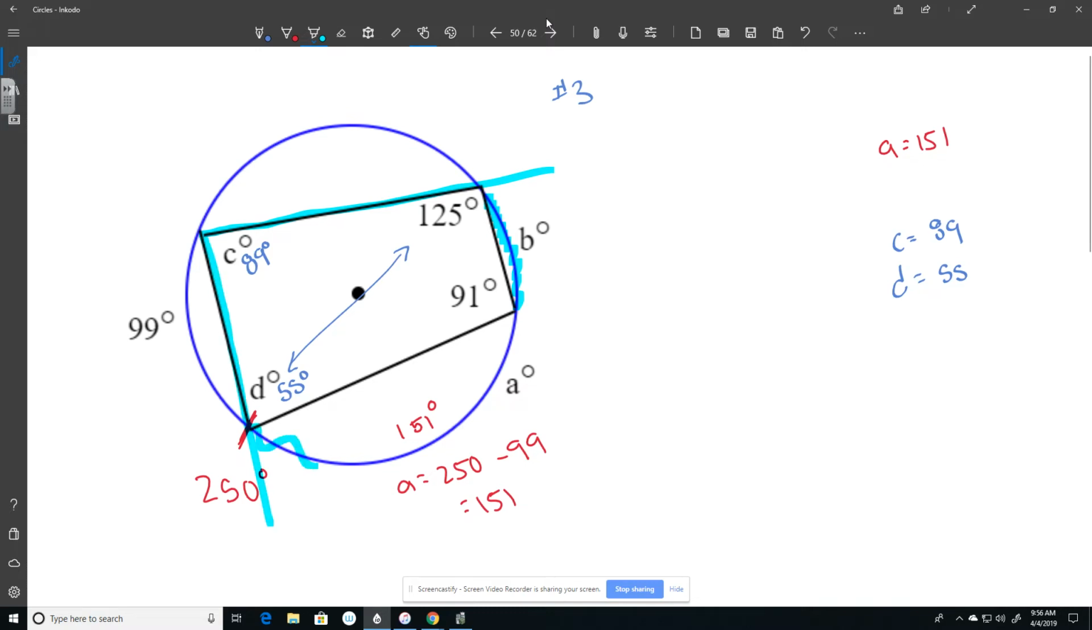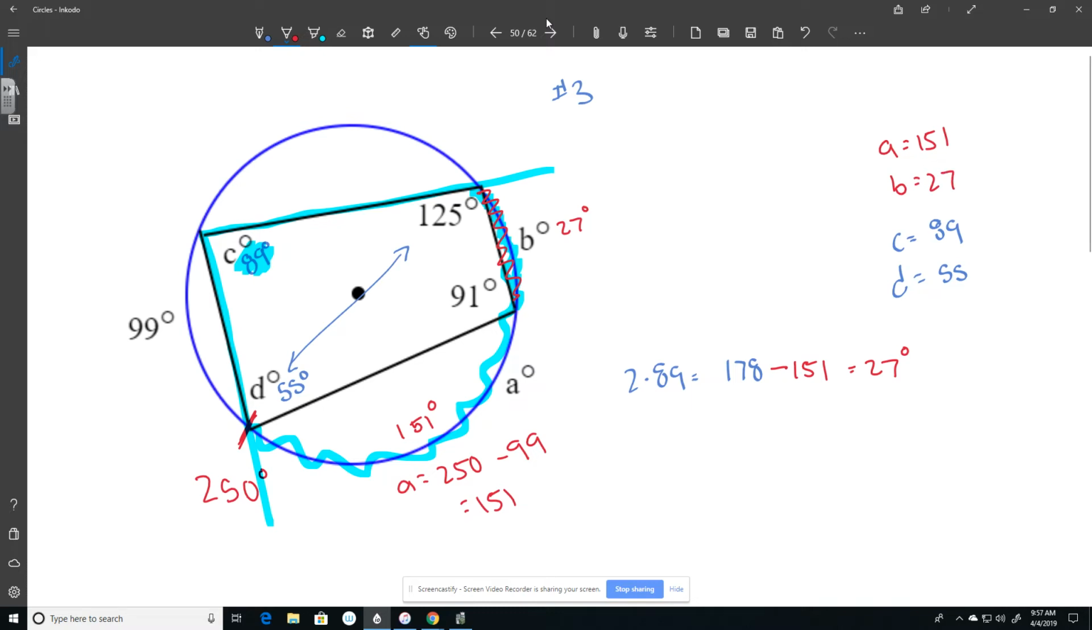So I know that this big arc right here, all the way around, is double the 89. So twice 89, 2 times 89 is going to equal 178. So this big arc is 178, but I don't want the entire big arc. I just want B. So I want to subtract this extra piece that I don't need, which is 151. So 178 minus 151 leaves me with 27. So B is going to be 27 degrees.